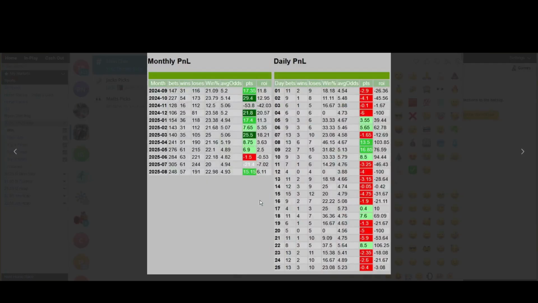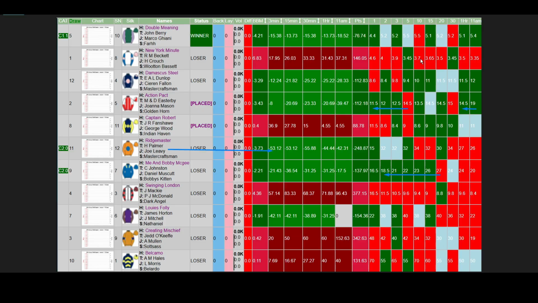But overall, if you'd followed every single one of these for a year, you'd be something like 420 points up in profit, just doing those two alone, let alone anything else on the portal. Let's explain this one, because this is a great example. This is a really good example of several horses being punted, which made it a little bit more difficult.